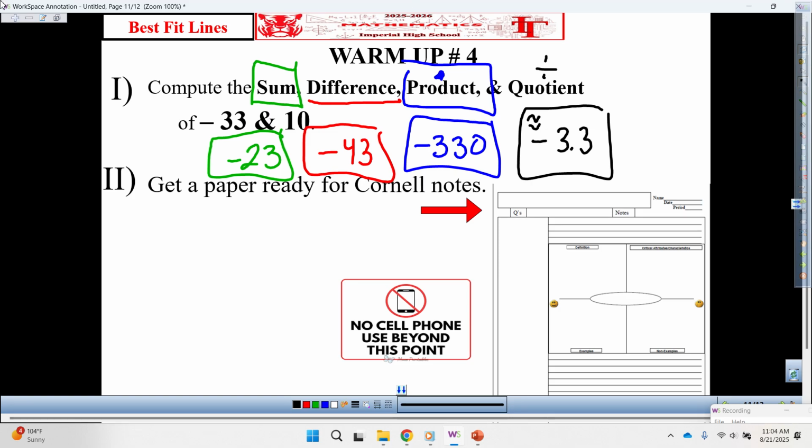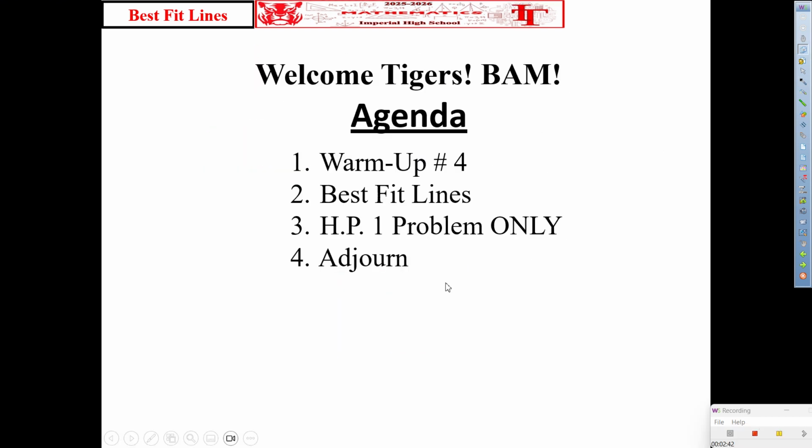All right, tell your neighbor what to do right after the warm-up. What do we do right after the warm-up? Yeah, agenda. Copy the agenda right underneath, please. Warm-up number 4, Best Fit Lines. Tonight's home plate, only one problem for home plate. What? Oh, yeah, we got this.